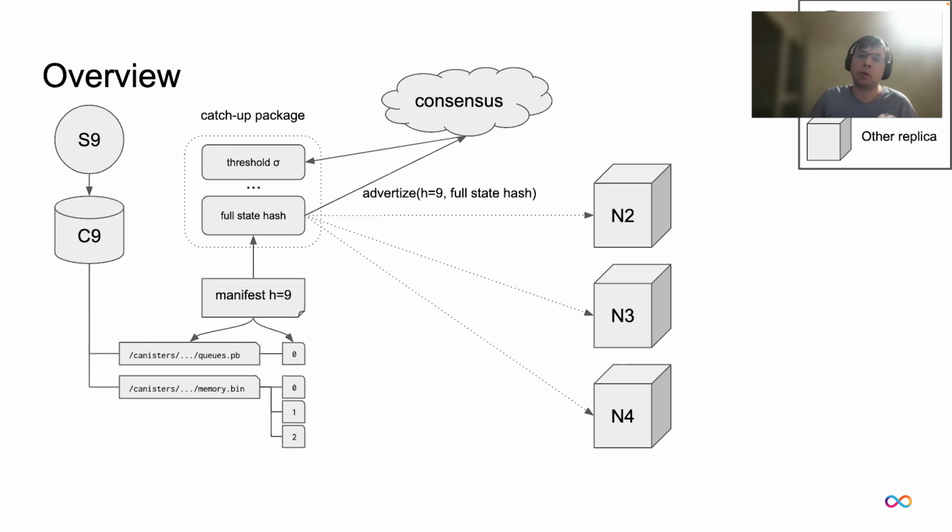The other thing we do is we advertise that we now have a state. So we send a message to all the other replicas and say, I have a checkpoint and a manifest at height 9. Here is its hash. You can download it if you want to. But in fact, if all the replicas are healthy, that's the end of the story, because nobody needs to state sync if they're all healthy. Now, if one replica did fall behind, that's when actual state sync kicks in.